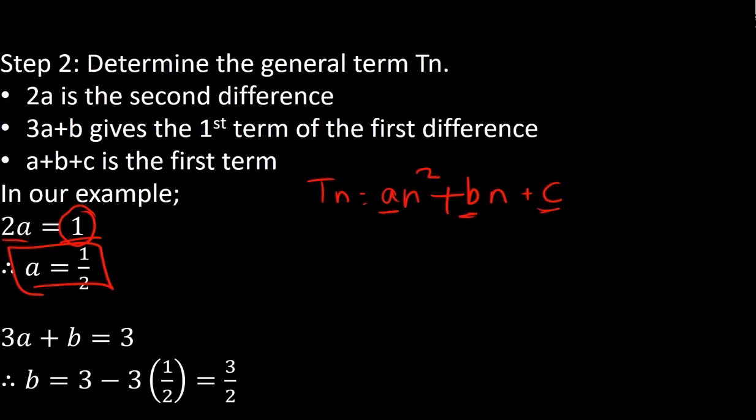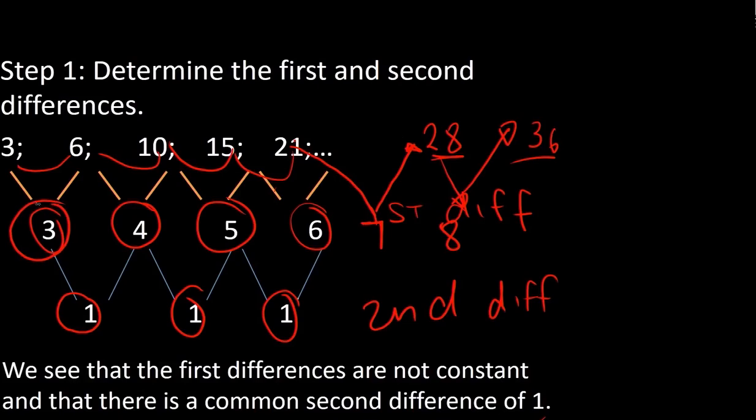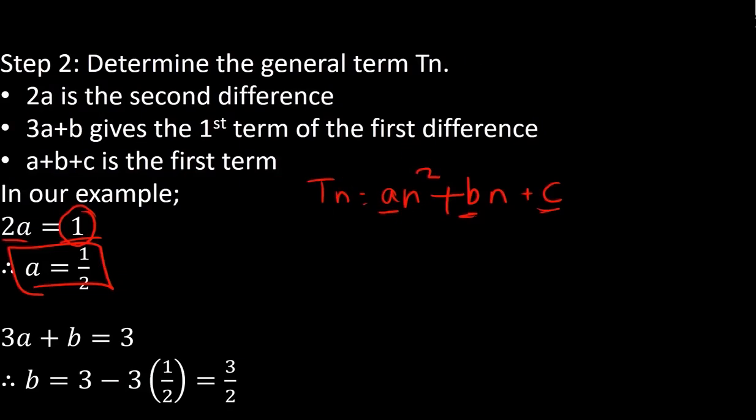So this is where it's important to remember those things. For example, 3a plus b gives the first term of the first difference. But we saw that the first term of the first difference had a value of 3. So therefore I can say 3a plus b is equal to 3. But we know that a had a value of a half, so we can simply substitute a is equal to a half, and we'll get that b is equal to 1.5.